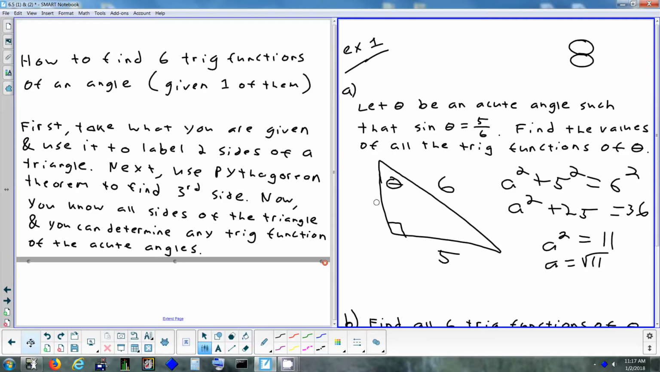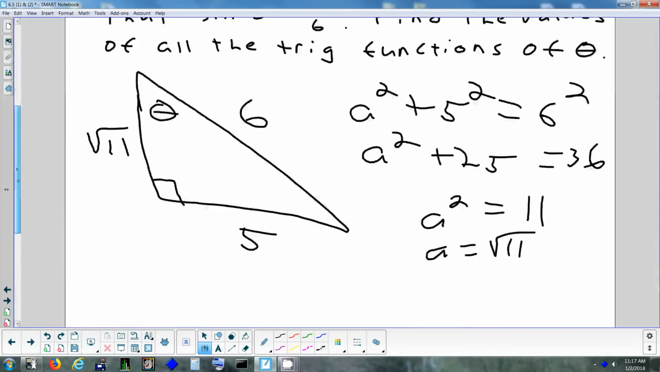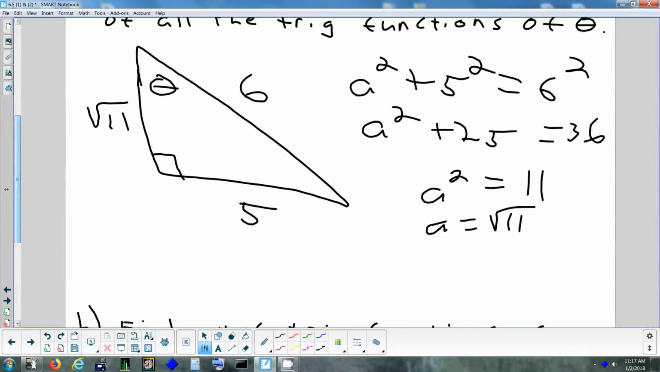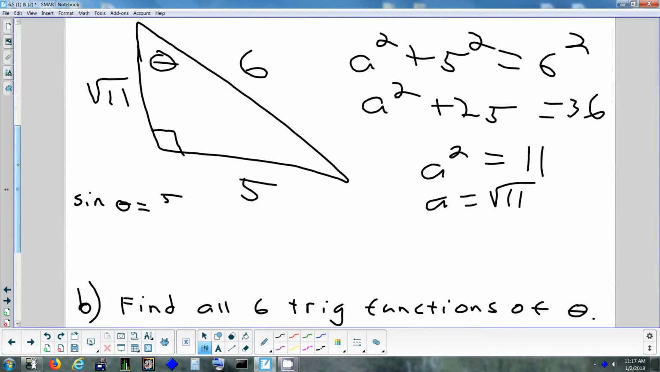Okay, so now I'm going to label that square root of 11. Now I'm going to go through and write all 6 trig functions. Sine, I already know, 5/6. So you don't need to write that one down. Cosine. How about AJ? What's the definition for cosine? Opposite over adjacent, right? That's tangent. Adjacent over hypotenuse. Adjacent is square root of 11. Hypotenuse is 6. You don't do anything with that. You leave it just like that.